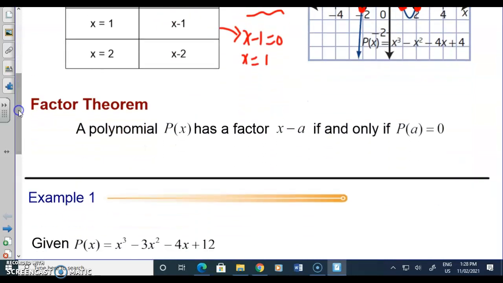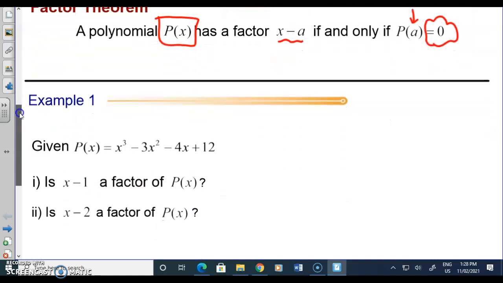So the factor theorem basically says if you have a polynomial, any kind of polynomial, it could be a cubic, a quartic, a quintic. If I know that x minus a is a factor, then when I sub in the value of a into the polynomial, I should get out the value 0. So let's try a couple and see if it works.